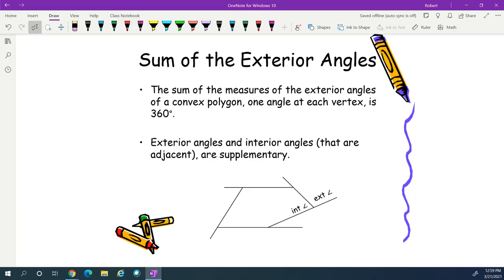We talked about the sum of the interior angles. Let's talk about the sum of the exterior angles. The sum of the exterior angles for all convex polygons will always be 360. So the sum of the exterior angles of any convex polygon is 360. Just like in triangles, the exterior angle is created by extending the side. So we can see here that the interior and the exterior right next to it are supplementary. They will add to 180. And this information can be used a few different ways.